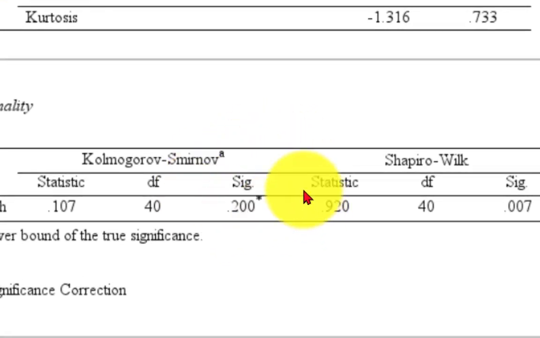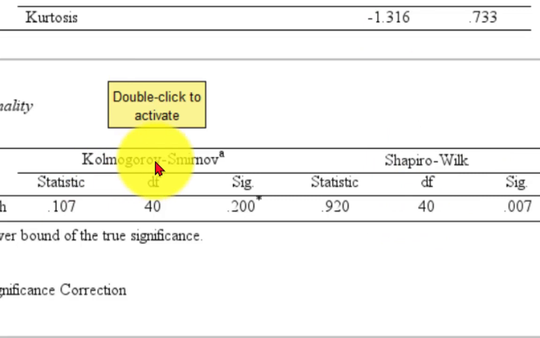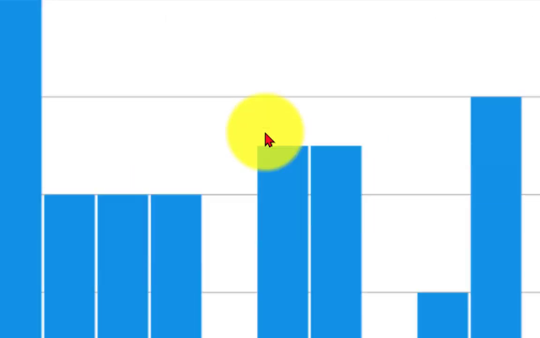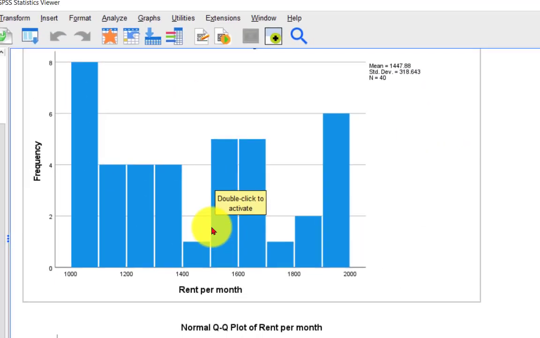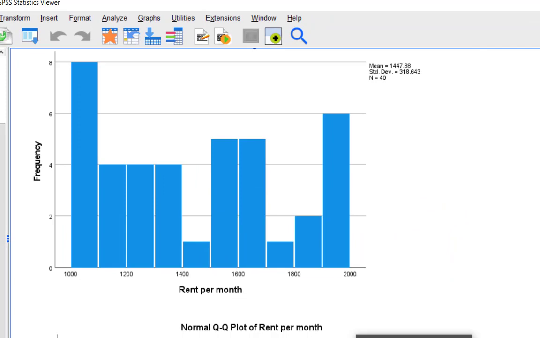When a test says the value is less than 0.05, that means it's violating the assumption. So the Shapiro-Wilk test says this data is not normal. The Kolmogorov-Smirnov test, because it's got that little star, that asterisk, means if you increase your sample size, it would become normal. But it's not normal. Okay, so that's the end of that question.